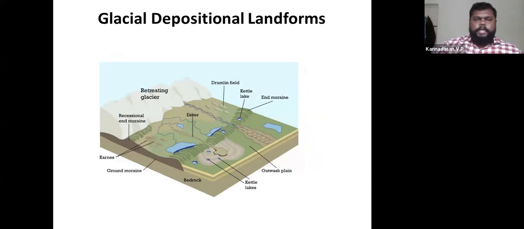Then depositional landforms. So this moraines, here it is visible, right? Moraine.